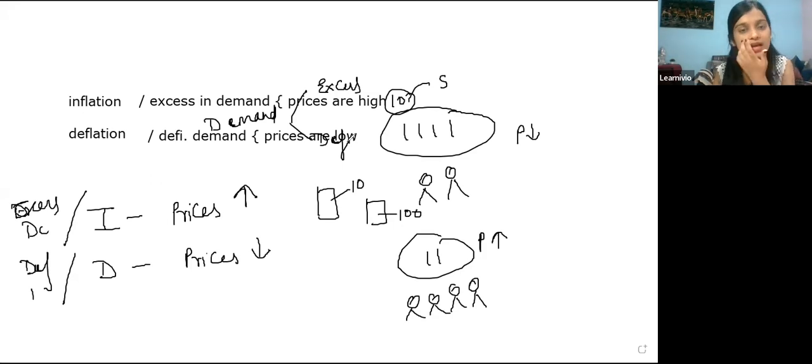Clear? From next class, if I ask you what is inflation, you will say inflation means excess demand. That means prices are very high. The situation of inflation means there are two things: demand is very high and prices are very high. I for increase. D for decrease, D for deficit. So deflation means decrease in demand, or you can say deficit demand, and prices are low, a decrease in prices. Clear? So D is for decrease, and I is for increase.